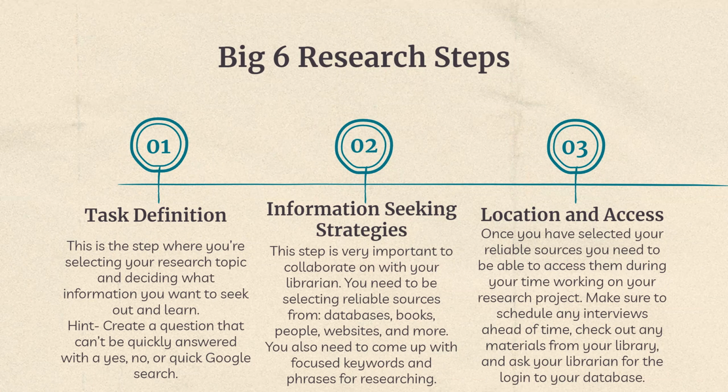We're going to start with task definition, which, if you remember, has the subcategories of defining the information problem and identifying information needed. This is where you come up with your research topic and decide what information you want to seek out and learn about that subject, topic or question you have. A big hint for this one, since we are starting on this today, is to create a question that can't be answered with a yes or a no, or by Google right at the top. If you type in something and the answer comes up right at the top of Google, and your question can be answered by those things, it's probably not the best for your research project.